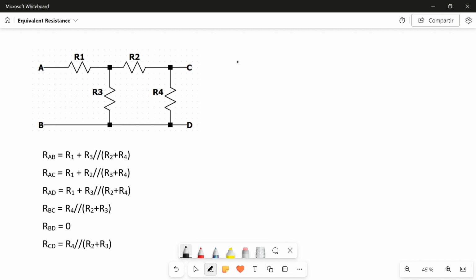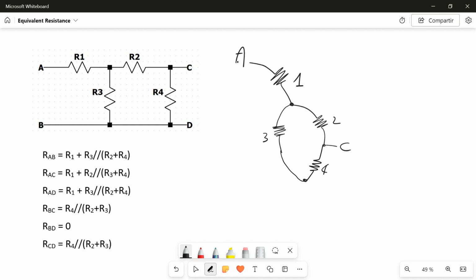So, for example, for the resistance between A and B, I start from terminal A, then I find R1, then I split into two, R3 and R2. Then here I have my C terminal, but I don't care about it. Then I have my R4, and then R4 and R3 combine back, and I have my B terminal and also the D terminal, which is actually the same. Anyway, this is what we have.